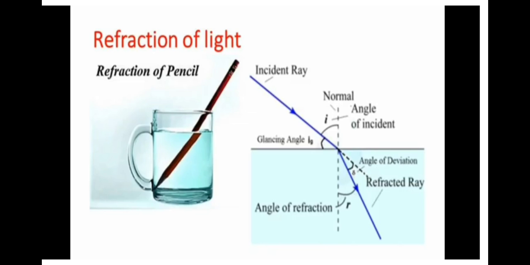Next, refraction of light. Place a pencil into a beaker of water at 55 degrees and look from one side and above. How does the pencil look now? The pencil appears to be bent at the surface of water. This activity explains the refraction of light. The bending of light rays when they pass obliquely from one medium to another medium is called refraction of light.